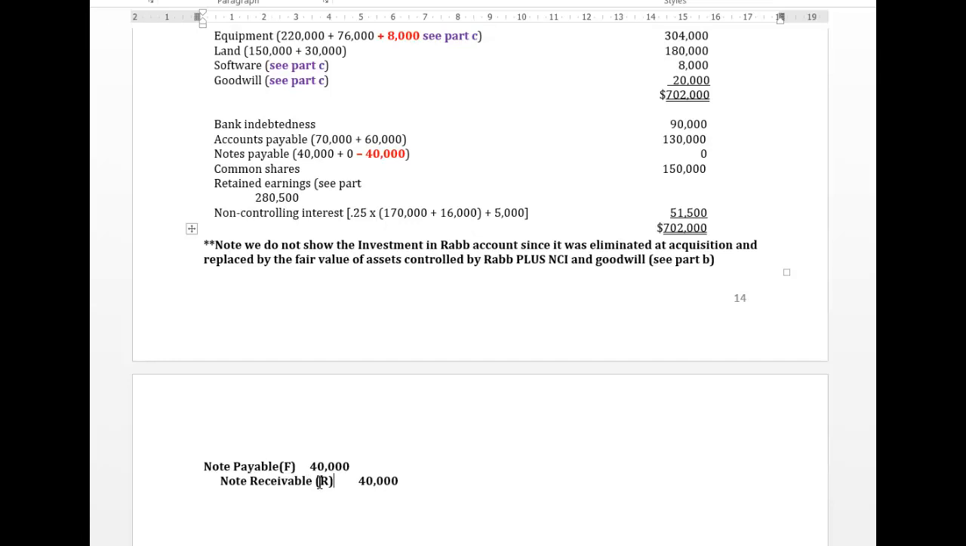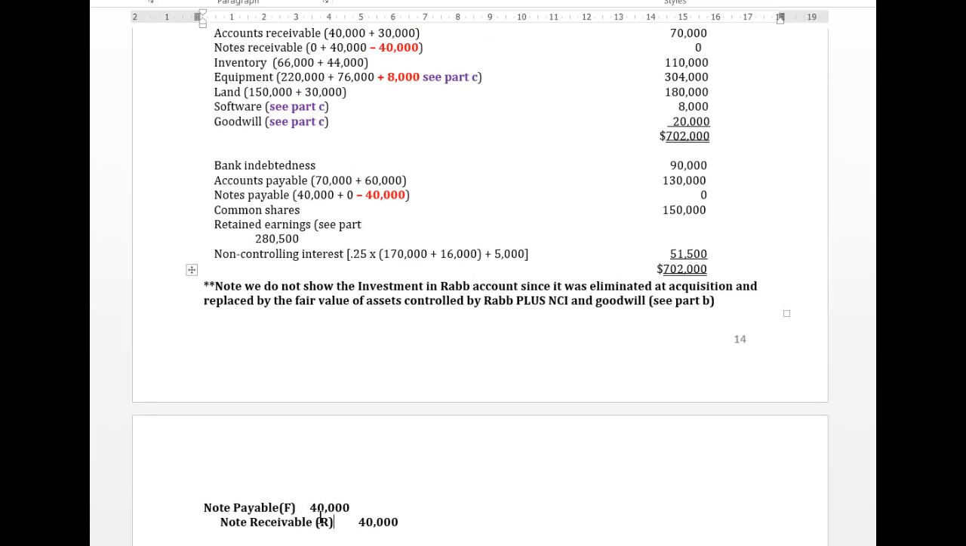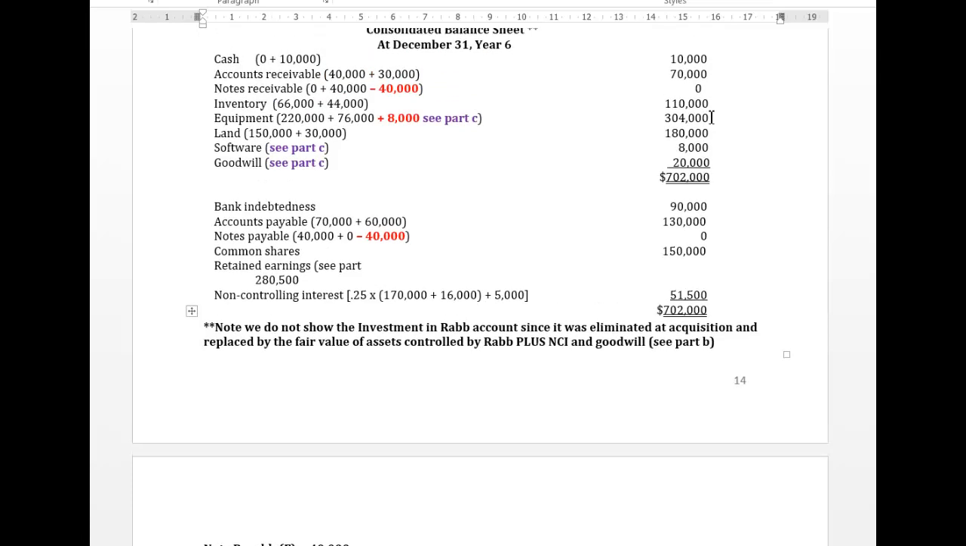So it can't go in any one company's books, any separate entity books, because Foxx has only got Foxx's accounts, Rabb's only got Rabb's accounts. So you can see this can only be made on the consolidation worksheet. And that justifies on the worksheet, when they post that to the worksheet, that will eliminate the account payable. There's your debit, reducing the payable, and here is your credit down here, reducing the receivable. So you're going to have nothing in the notes receivable and nothing in the notes payable.